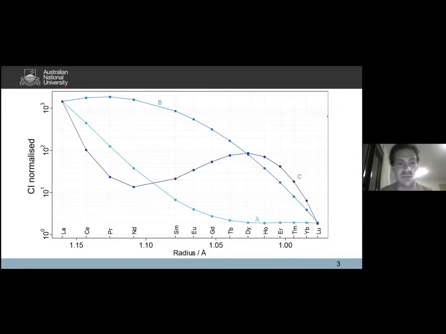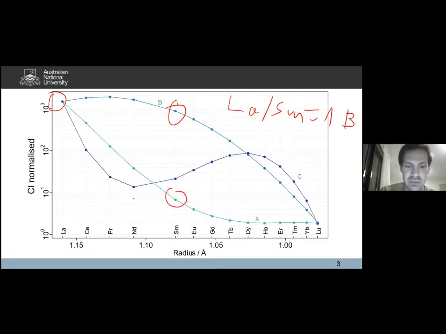Well, in that case, we can try something different. We can try a ratio like lanthanum over samarium. In this case, for pattern B, we take this lanthanum here, this samarium here, and the ratio would be about 1. For pattern A, our samarium is here, which is about 10, so 1,000 divided by 10 is about 100. So this is much more informative. Now we have a different number that describes different reference patterns. And what about pattern C? Samarium is over here, so for pattern C we'll have a number in between.